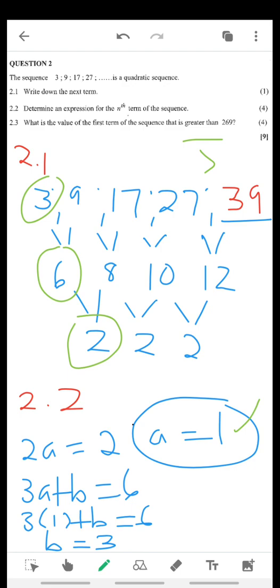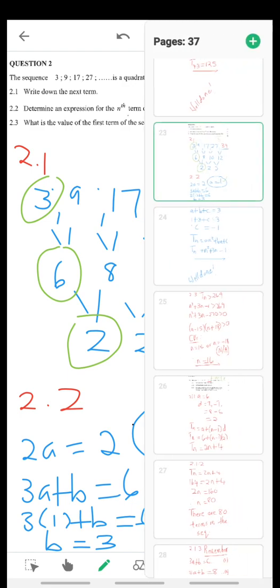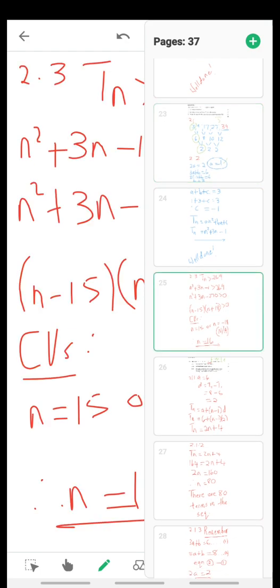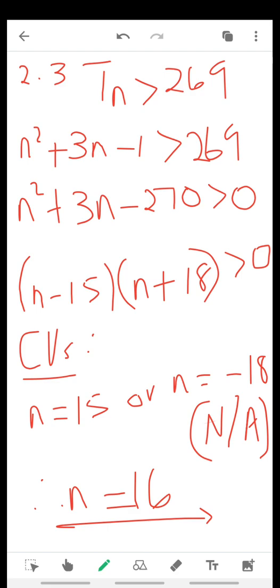So which term? Remember, what gives you the terms? It is Tn. So we are looking for a term that will be the first one to be greater than 269, meaning Tn greater than 269. Okay, then let's look at how I've done it. Tn greater than 269. What is Tn? It is the expression for the terms. So n squared plus 3n minus 1, that's what we found for Tn greater than 269. In standard form, n squared plus 3n minus 270 greater than 0.